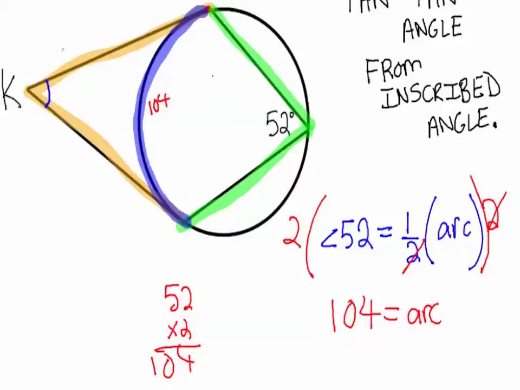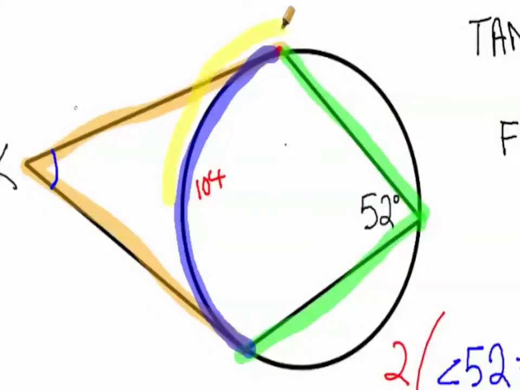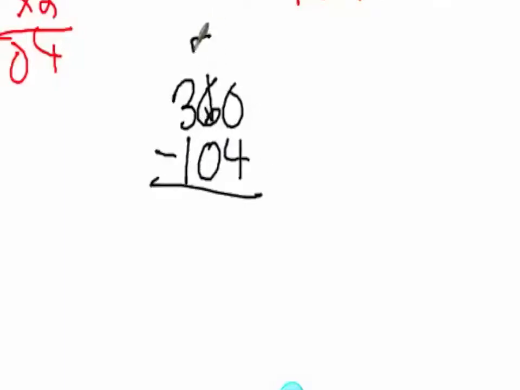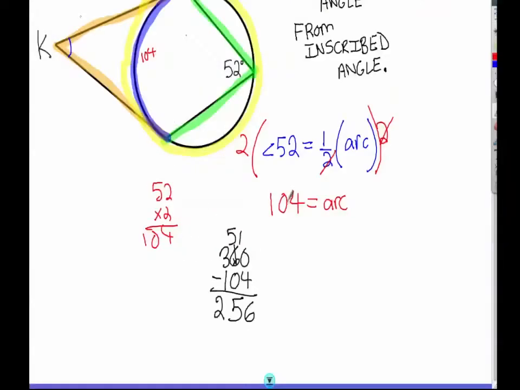Now you know from your basic rules that all the way around the circle right here is 360 degrees. And the way that you solve this problem, you have to take the measure of the short arc and subtract it from 360. So you have to take the blue arc up here, the 104, and subtract it from 360 to figure out the big arc. So it's 256.